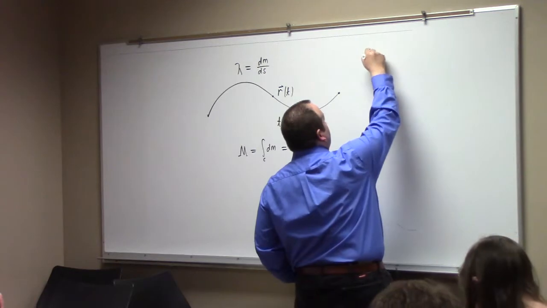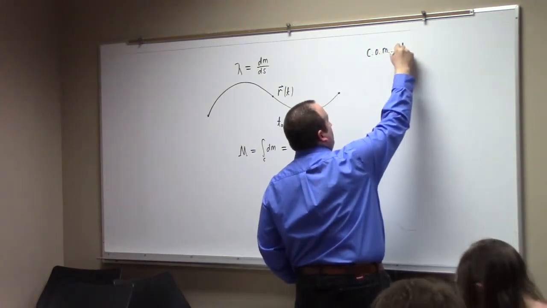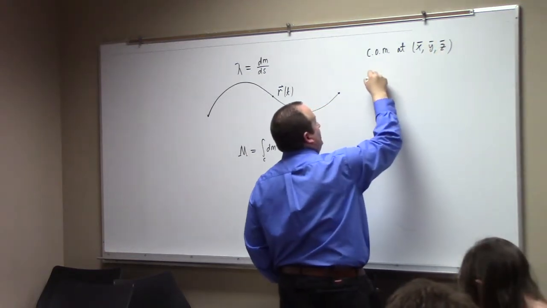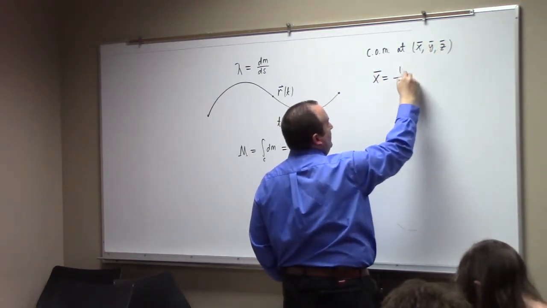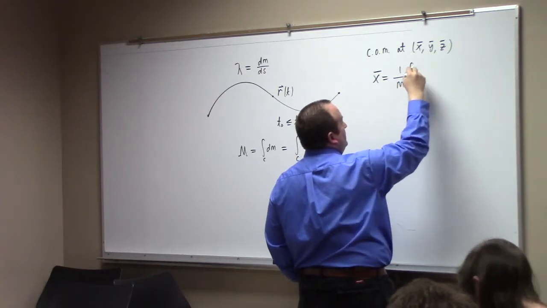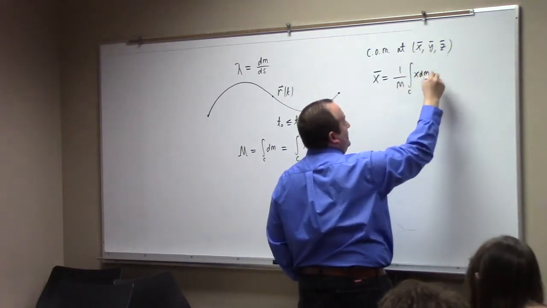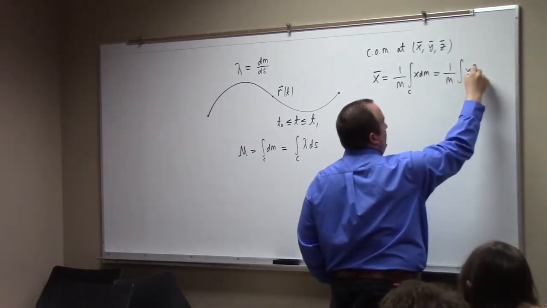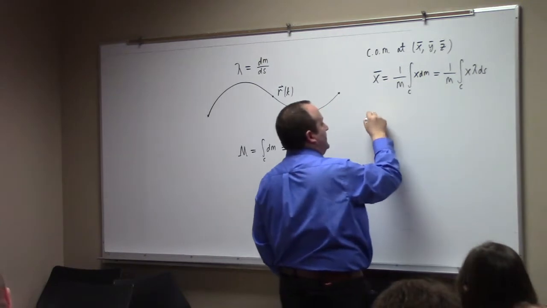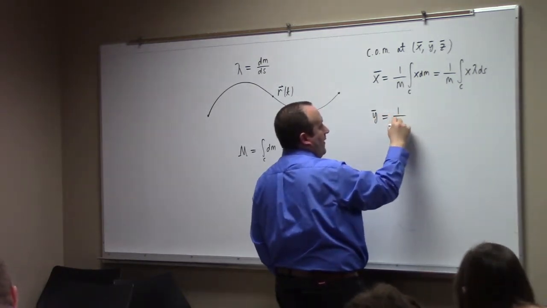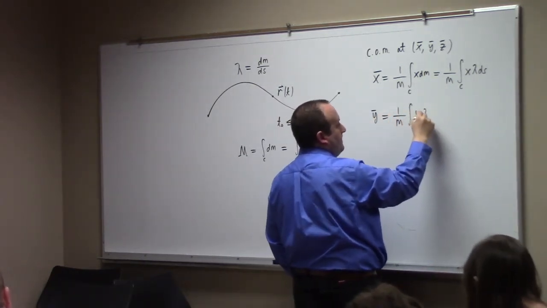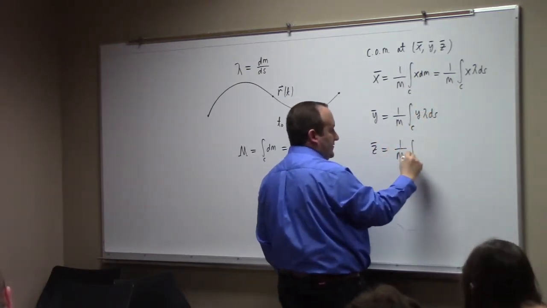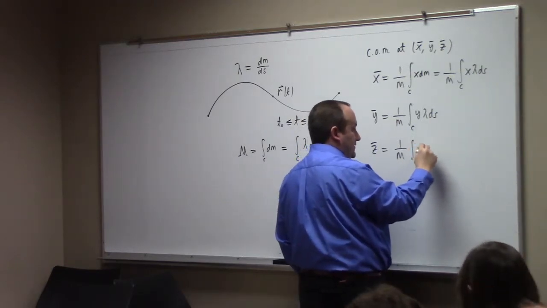Then the center of mass at (x bar, y bar, z bar): you calculate the average x by the weighted average, so to speak, 1 over m times the integral over the curve of x dm, which is really 1 over m times the integral of x lambda ds over the curve, and likewise for y bar and z bar. So that's what you've got to calculate for that problem. You've got to calculate these integrals to figure out what the center of mass is.